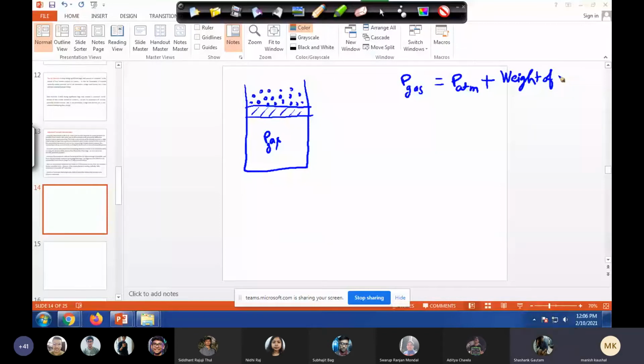Weight of particles divided by what? This is force, right? Divided by what? Force upon area. Area of the piston. Cross section area of the piston.